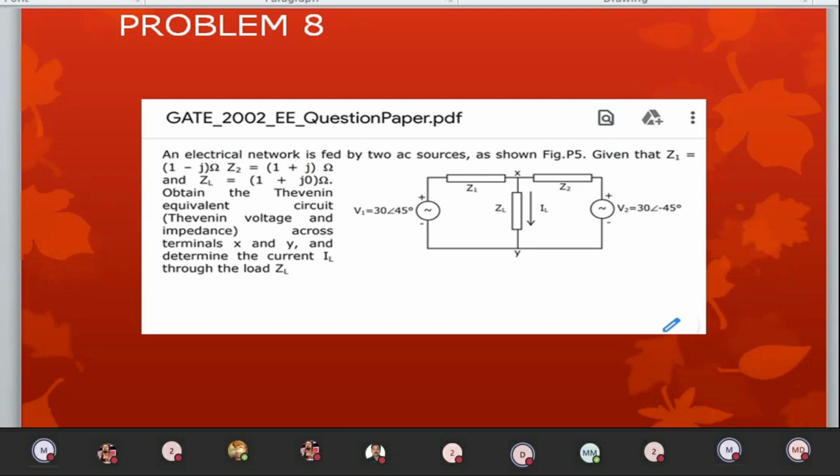So you are supposed to obtain the Thevenin's equivalent circuit, Thevenin's voltage and impedance. Kindly understand one thing. If it is DC, it is a resistance. If it is AC, it is impedance. You have two voltage sources, V1 and V2. V1 is 30 angle 45, V2 is 30 angle minus 45.